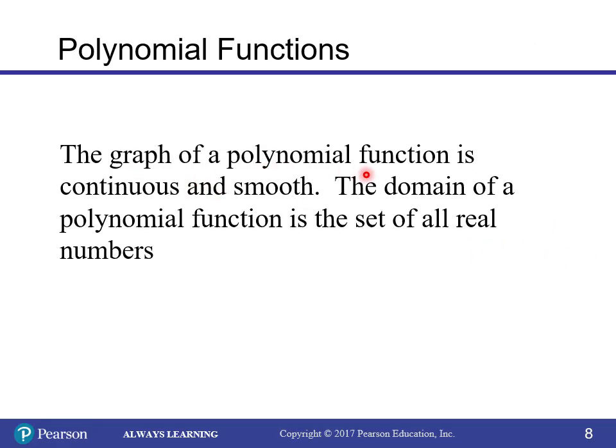The graph of a polynomial function is continuous and smooth. Continuous means it goes on forever, and smooth means there are no sharp points like we saw in some of those previous examples. The domain of a polynomial function is the set of all real numbers, so you can plug in any x.